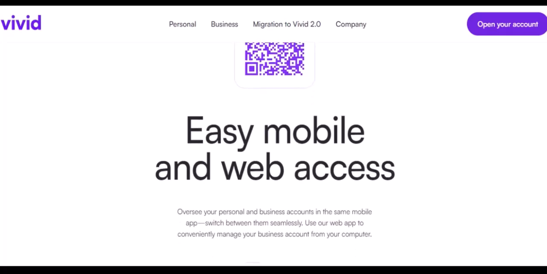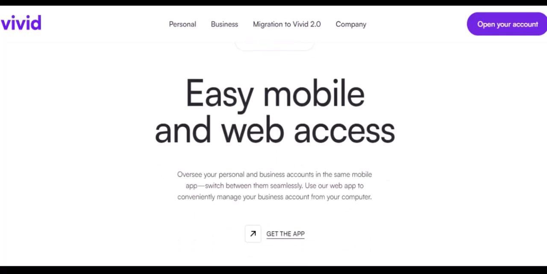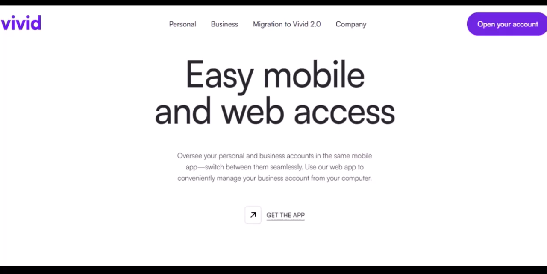Remember, you have the power to choose your financial journey. If Vivid Money isn't the right fit for you anymore, don't be afraid to explore other options.